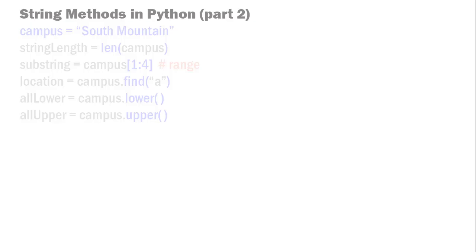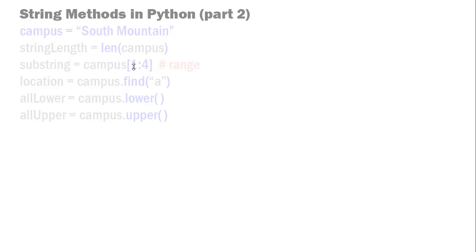In the previous video, we've seen some methods of strings, and we created a string called campus equals South Mountain. We used the length method, which is built into the Python core, in which we pass it a string and it tells us how many characters there are. So there's 14 characters in South Mountain.